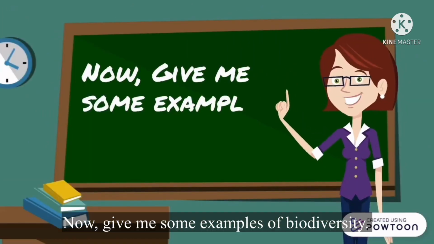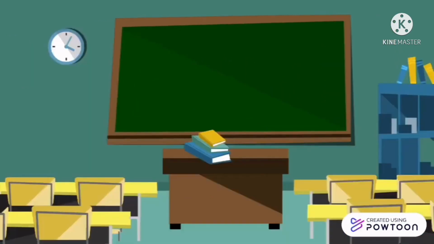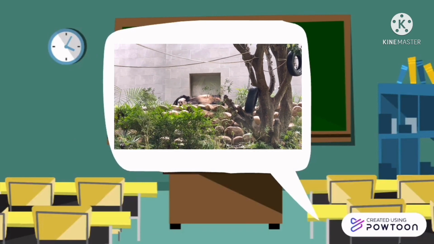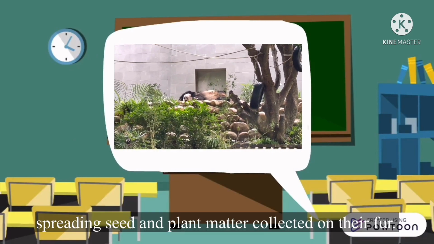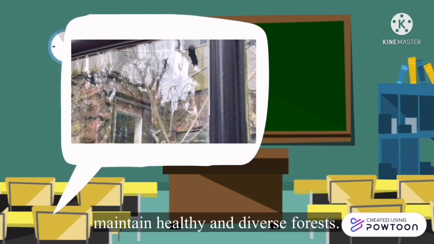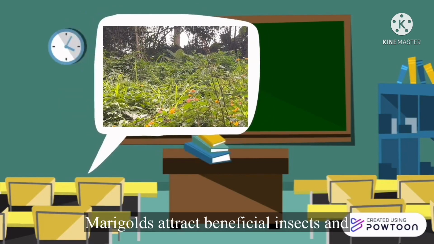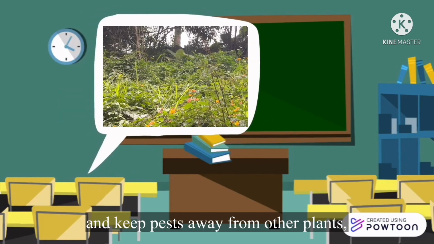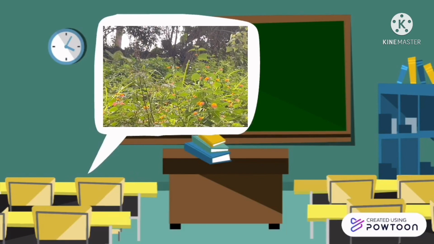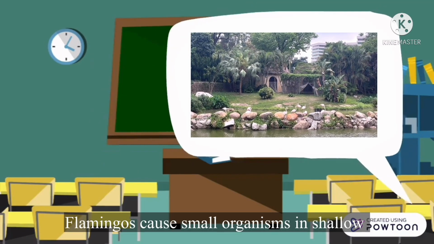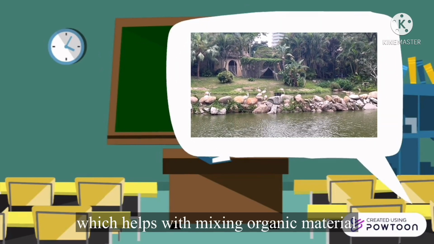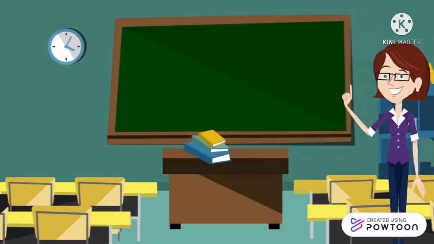Now, give me some examples of biodiversity. Pandas are mostly found in southwest China and contribute to their ecosystem by spreading seed and plant matter collected on their fur. Lemurs disperse seeds and help maintain healthy and diverse forests. Marigolds attract beneficial insects and keep pests away from other plants, and these insects also help pollinate. Flamingos cause small organisms in shallow bodies of water to rise up in the water, which helps with mixing organic material and the production of oxygen.